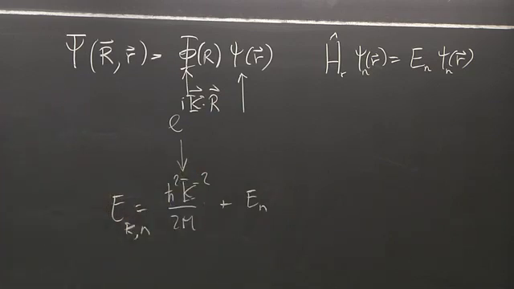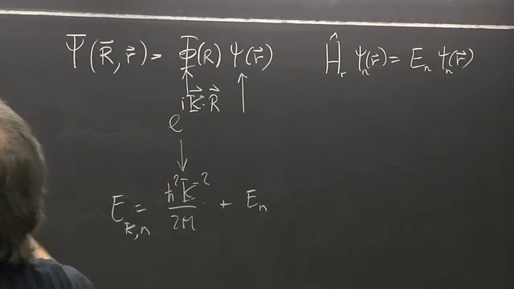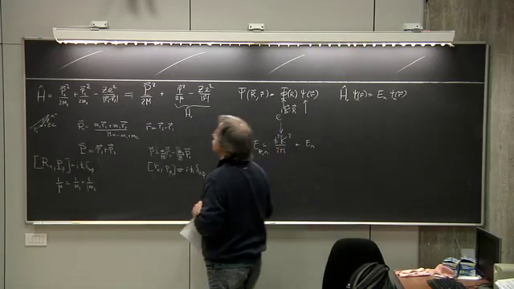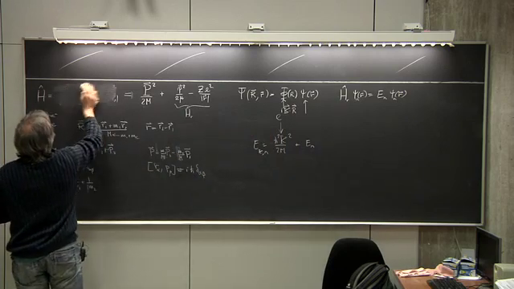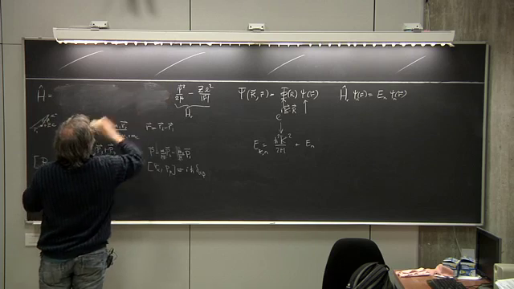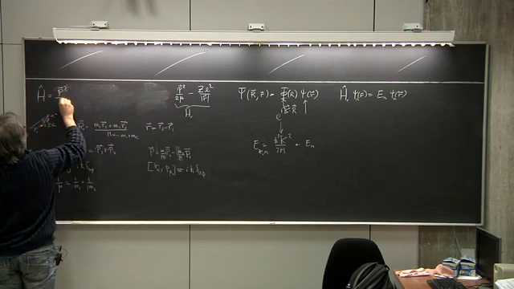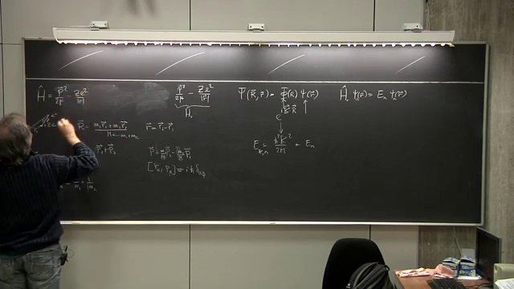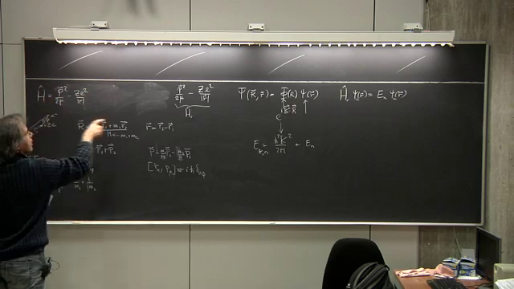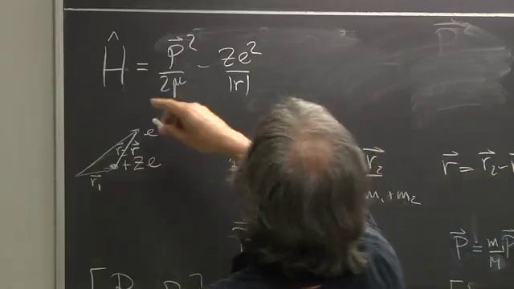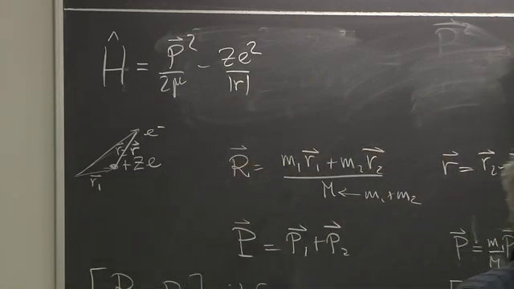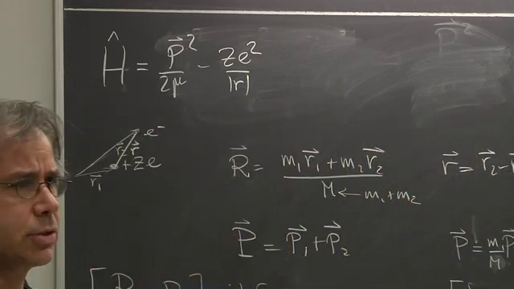So from now on, I will forget about center of mass, and I focus just on this problem, in such a way that I have now a three-dimensional problem. So I now write this, copying back here, as p squared over twice the reduced mass minus Z e squared over r. And I even omit the little r subscript for relative. This is my important Hamiltonian. Questions until now? This is very, very simple.